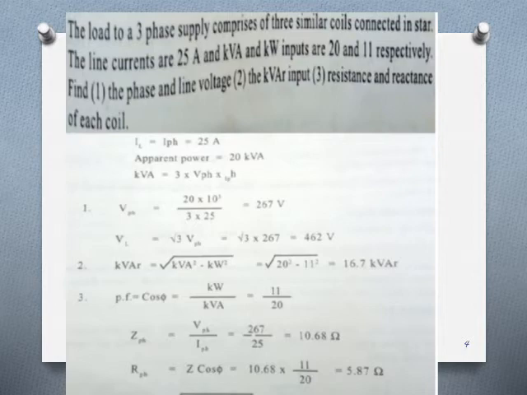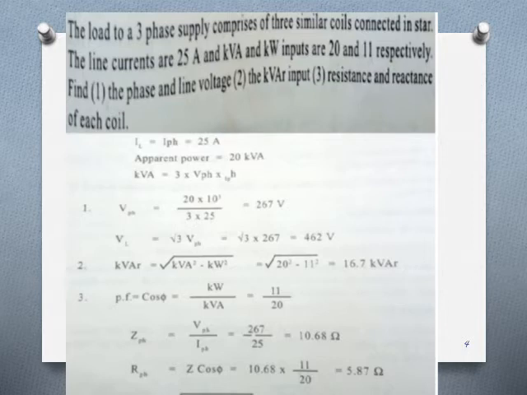Now look at the apparent power given. Apparent power is 20 kVA. What is the equation for apparent power? The three-phase apparent power equation will be 3 into V phase I phase. What would be the three-phase active power equation? 3 into V phase I phase cos phi. Similarly, the three-phase reactive power equation is 3 into V phase I phase sin phi.